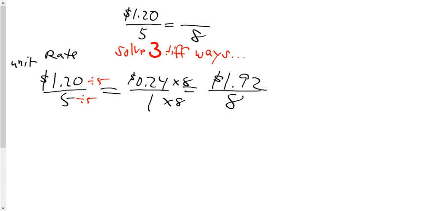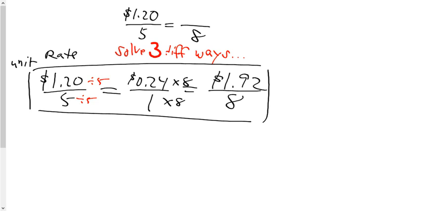All right. So everything I showed here for work is the work that the person who solved it using unit rate needs to show. If they didn't show their work, but they have the correct answer of $1.92 for 8, they get half a point. The whole thing is worth 1 point. If they showed their work correctly and they got the right answer, they get a full point. If they only have the correct answer but not the correct work, they get only half a point.